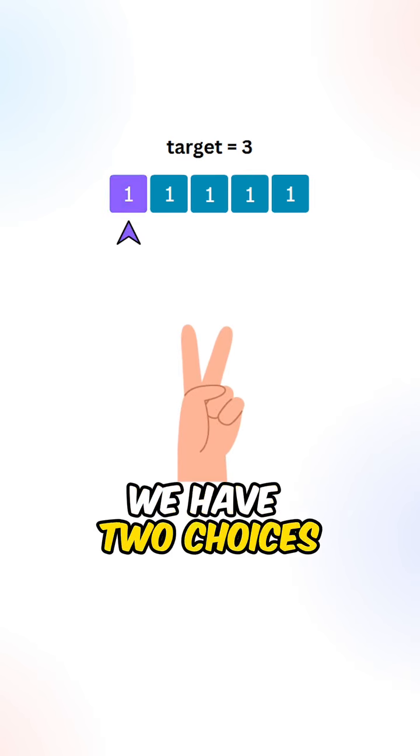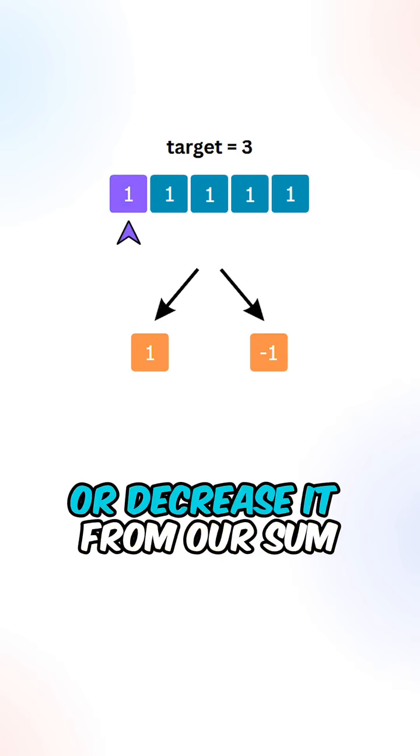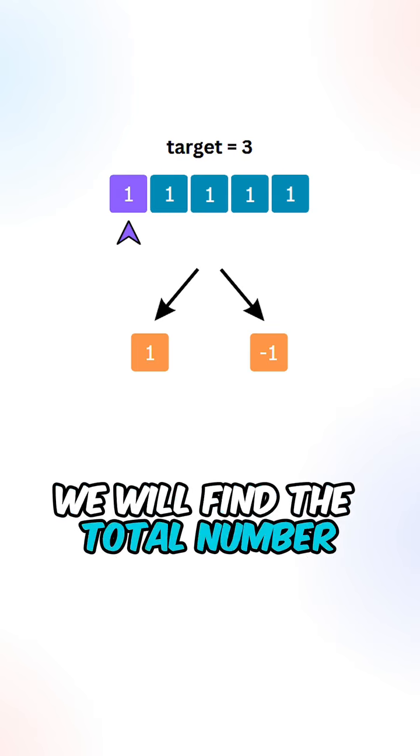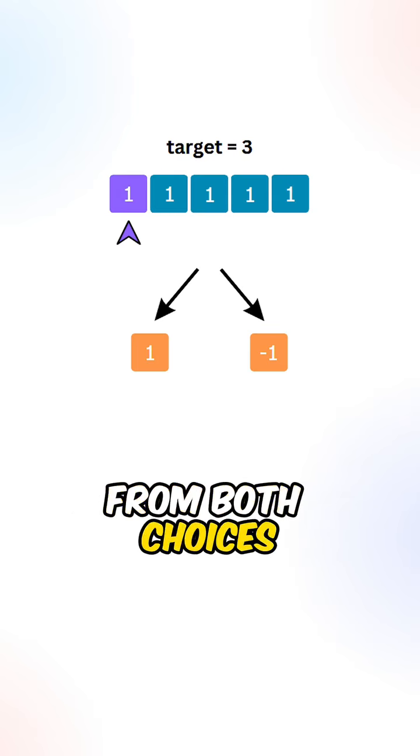After handling the two edge cases, we can create a variable sum to keep track of the sum of the expression. Now, for each of the numbers, we have two choices. We can either add it to our sum or decrease it from sum. We will find the total number of expressions from both choices.